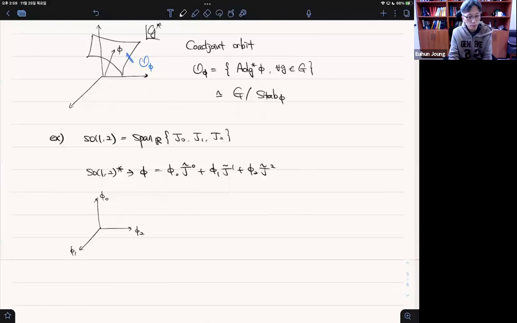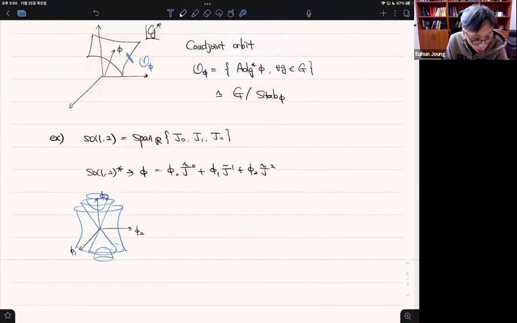And then without much difficulty, you can probably easily guess that the orbit will have this form. There will be some cone-like guys here, there will be some one-sheet hyperboloid, there will be some two-sheet hyperboloid, etc. So indeed, the orbit will be described by phi such that phi_0 squared minus phi_1 squared minus phi_2 squared equals some constant.